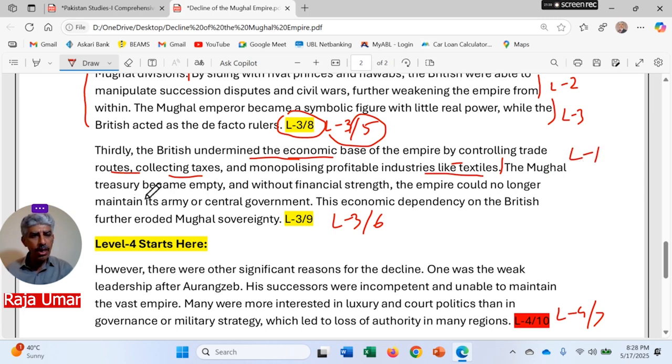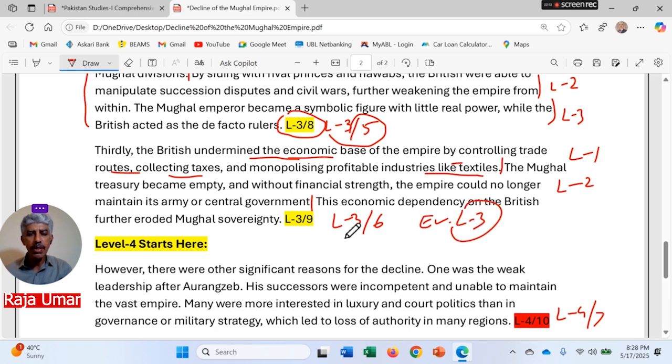Level 1. The Mughal treasury became empty, and without financial strength, the empire could no longer maintain its army and central government. So when the tax was collected by the British, it means that the Mughal empire was getting nothing. So the weak financial resources of the empire led to further decline. That is the explanation, level 2. This economic dependency on the British further eroded Mughal sovereignty. So this is the evaluation of level 3.